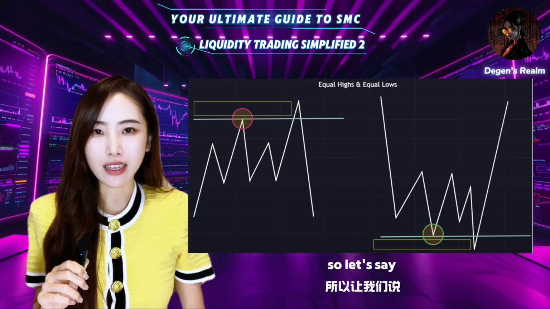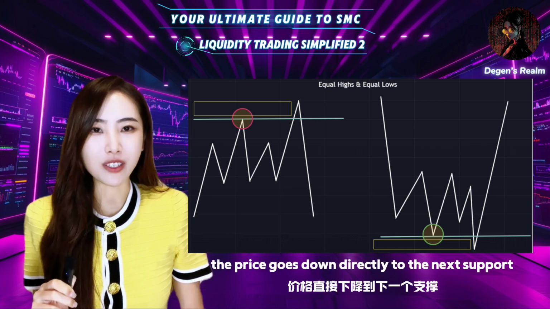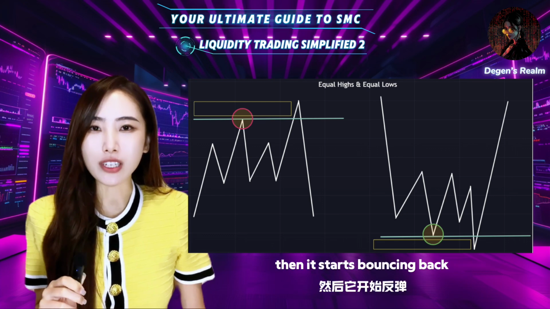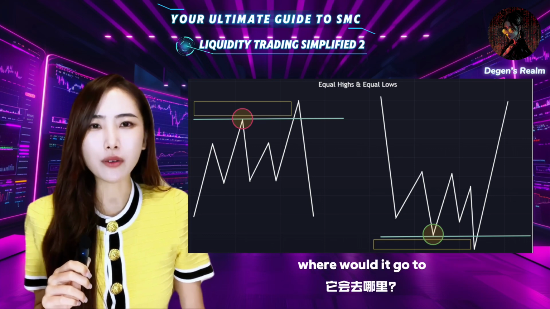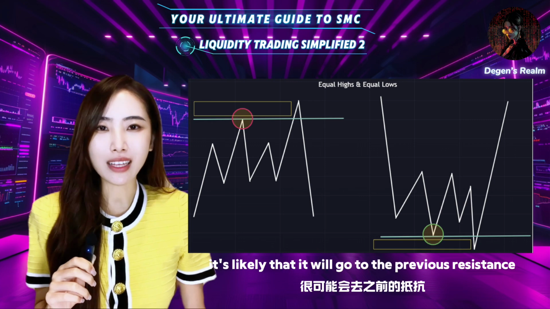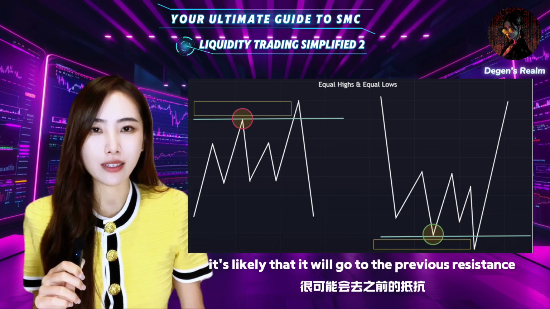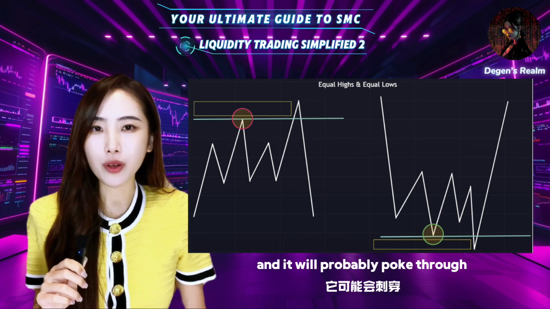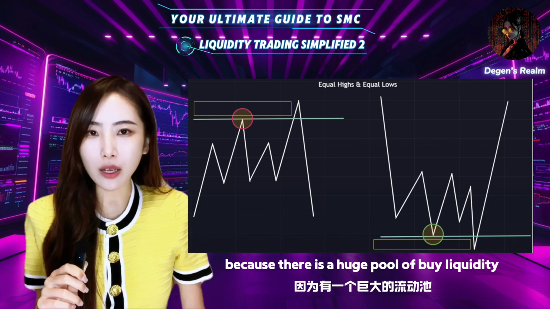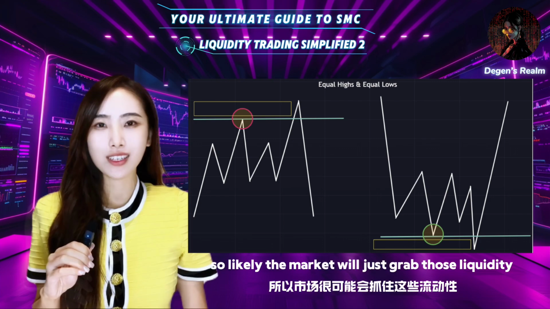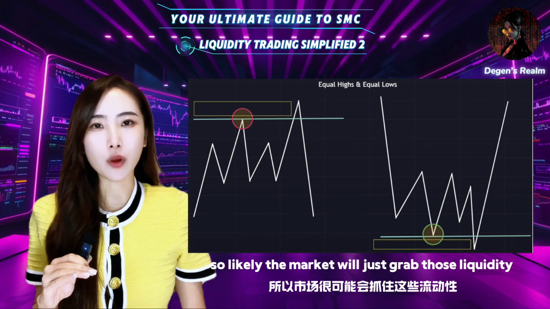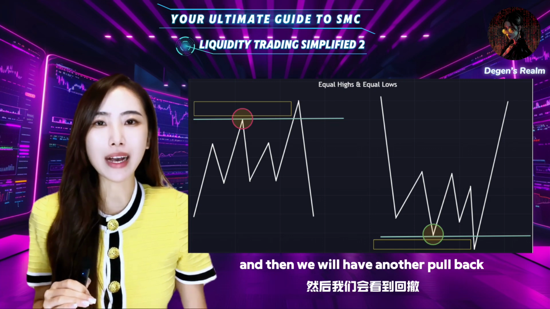So let's say the price goes down directly to the next support. Then it starts bouncing back. Where would it go to? It's likely that it will go to the previous resistance, and it will probably poke through because there's a huge pool of buy liquidity on top of it. So likely the market will just grab that liquidity, and then we'll have another pullback.